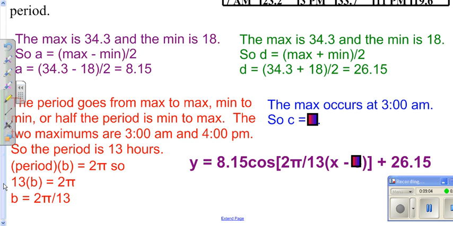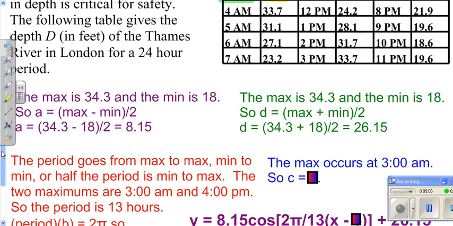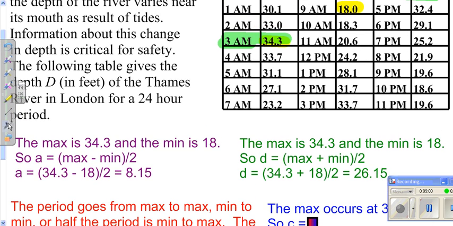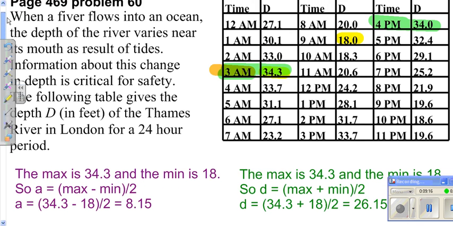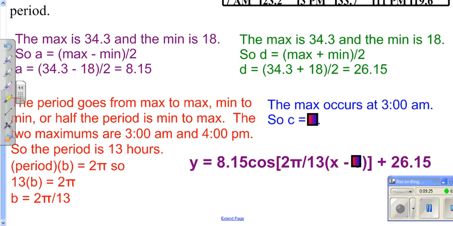Well, once again, C is how far you have to go to get to your maximum. Well, our maximum is occurring right here at 3 in the morning. Initially, without any phase shift, it would be occurring at midnight. So how far do we have to move it? Well, we have to move it 3 hours. So that means C is 3 to get to your maximum at 3 in the morning.